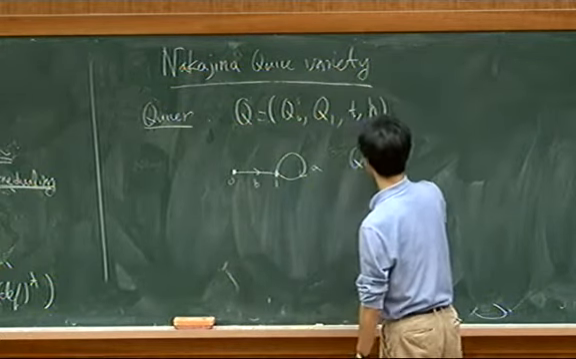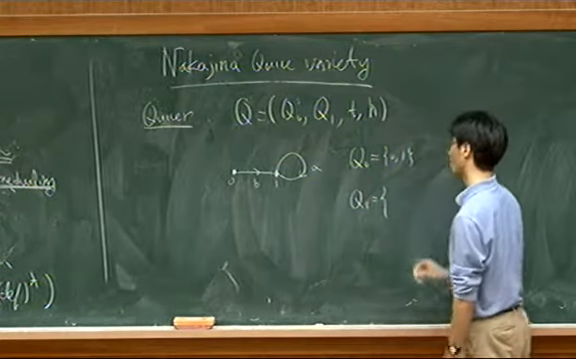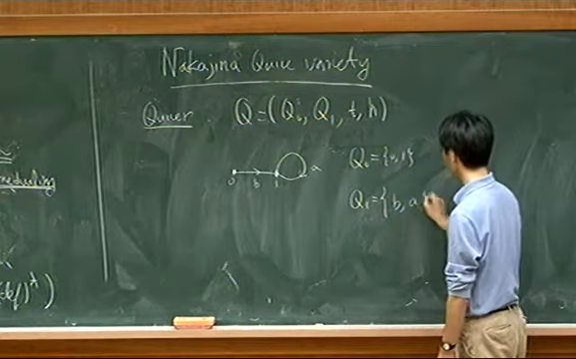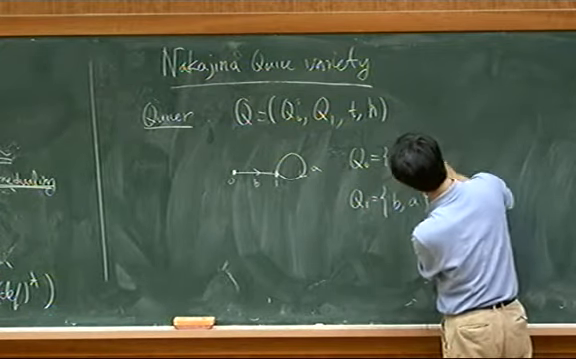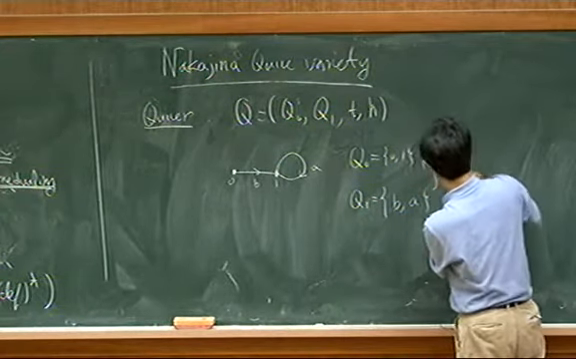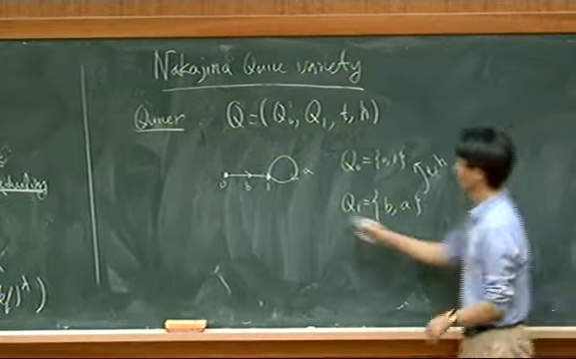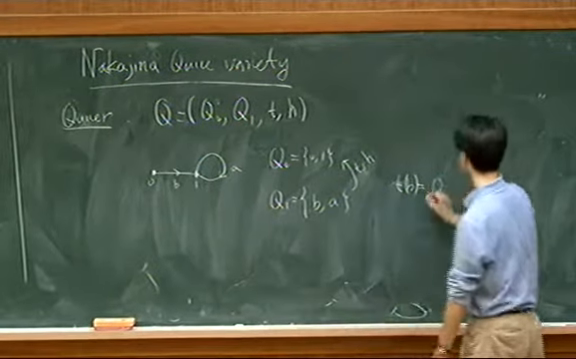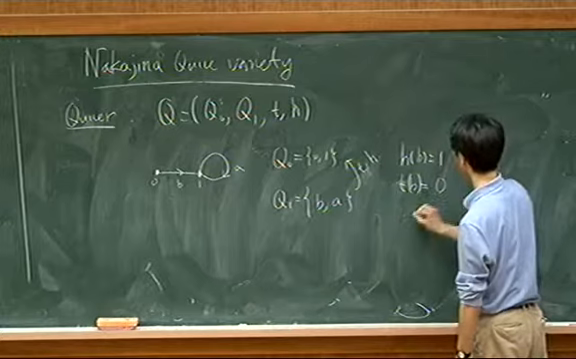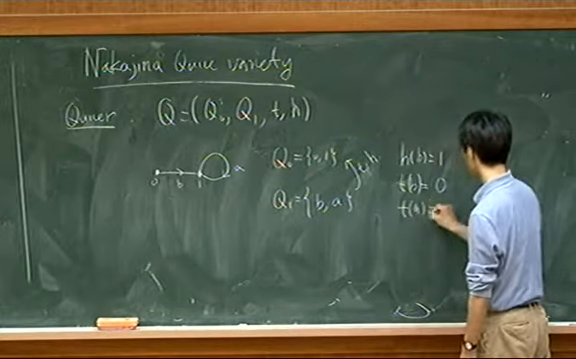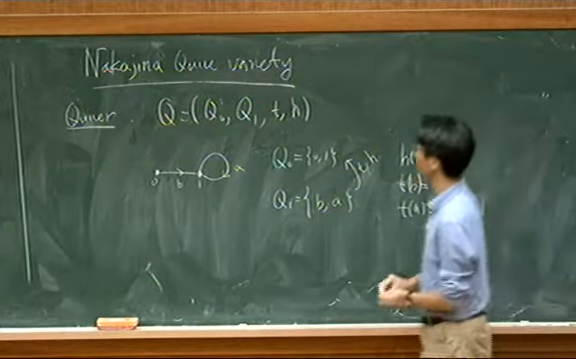Q0 in this case is {0, 1}, and Q1 is {A, B}. The tail and head maps are maps from Q1 to Q0. So for example, for B, B has tail 0 and head 1. So that's an example.